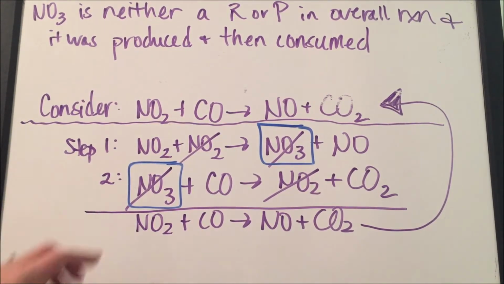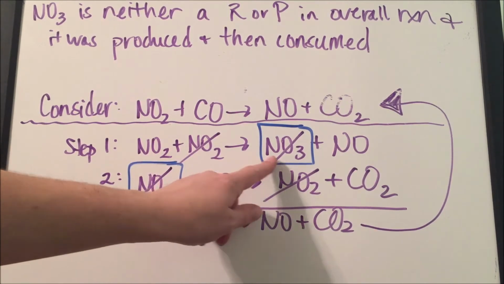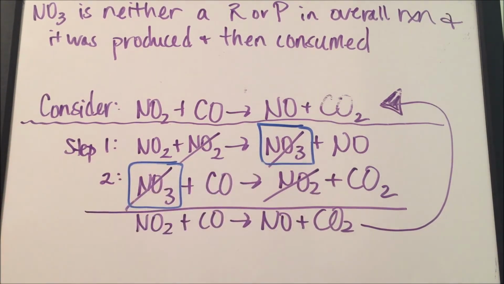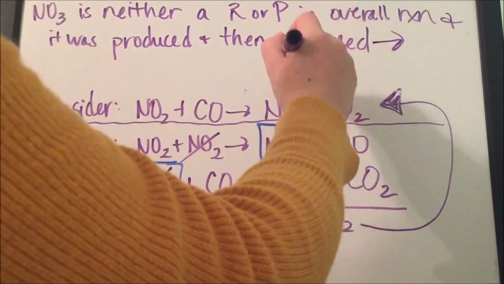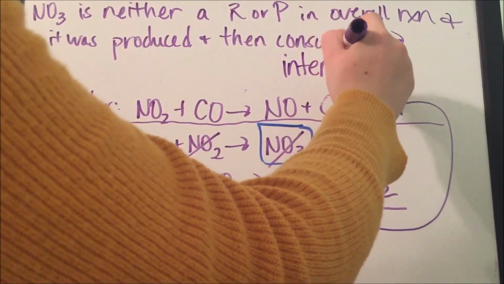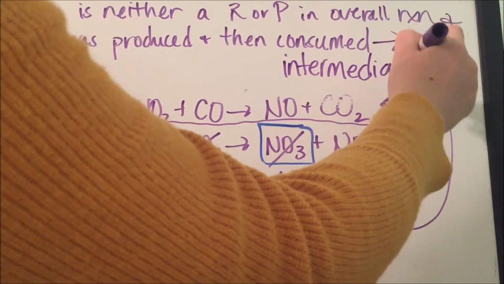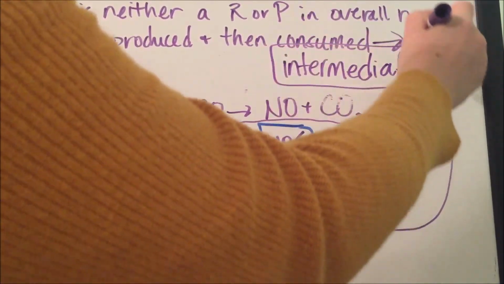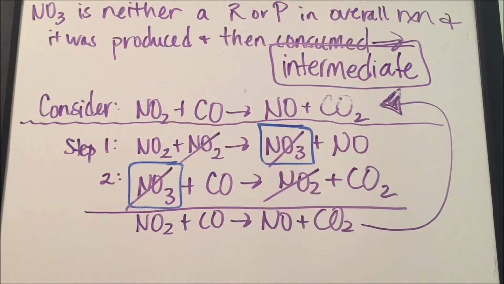What we mean by that is that NO3 was made in this first step, and then NO3 was used in this second step, and that gives NO3 a very special name, and that name is that NO3 is known as an intermediate. Okay, so an intermediate is anything that is not in the overall reaction, and it's made, and then it is consumed later on. So NO3 is the intermediate in this case.